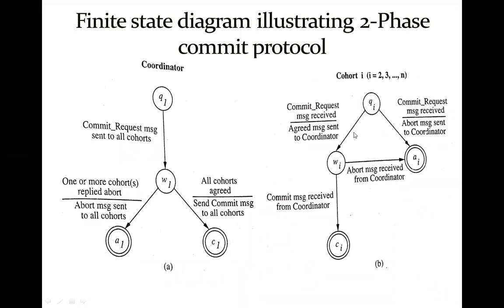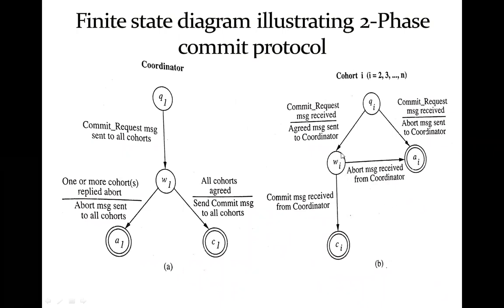The finite state diagram of the cohort site is also drawn. Initially, it is in the state Qi, and if it has received the commit request message and has sent an agreed message to the coordinator, then it will change its state from Qi to Wi. If the commit request message has been received, but an abort message is sent to the coordinator because it is not able to perform, then it changes its state from Qi to Ai, and this is the final state.